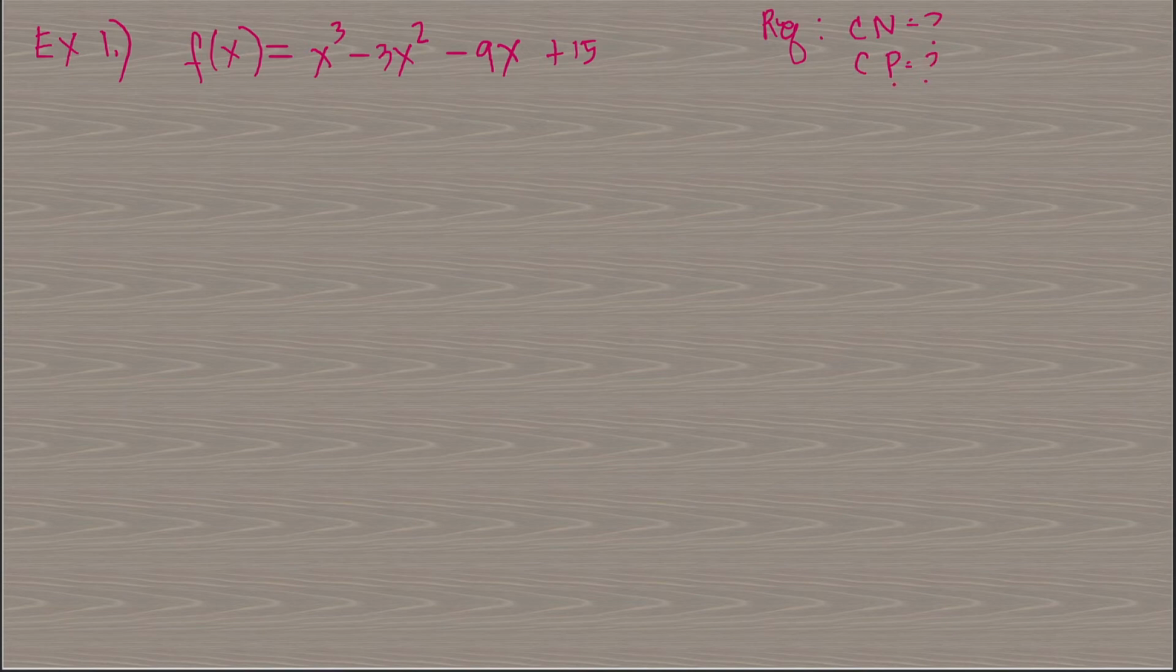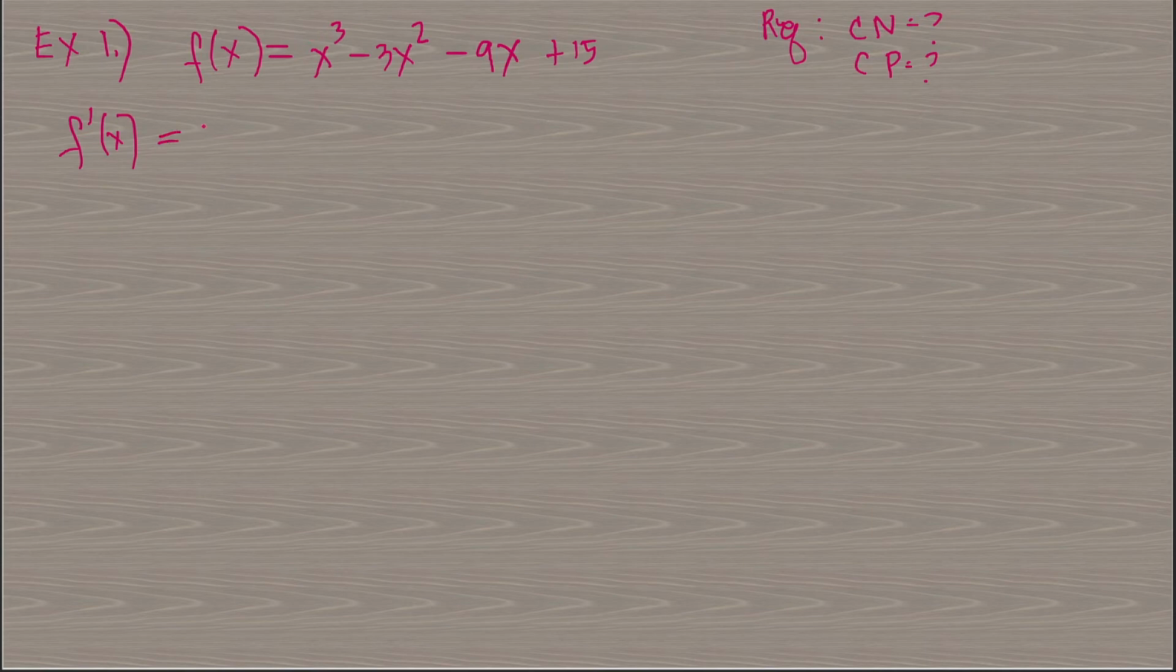So our first example, number 1, is given by the function f of x equals x cubed minus 3x squared minus 9x plus 15. Now the requirement is to find the critical numbers and the critical points. Cn represents critical numbers, Cp represents critical points. So step 1, find the derivative of the given function.